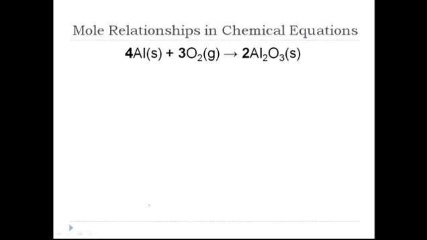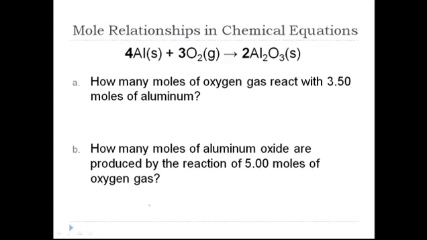So one more type of problem, these are the most complex. It's when not only do you not have the same as the coefficients in the balanced equation, you have a number that's not a multiple of one of the coefficients. So let's look at this. How many moles of oxygen gas react with 3.5 moles of aluminum?